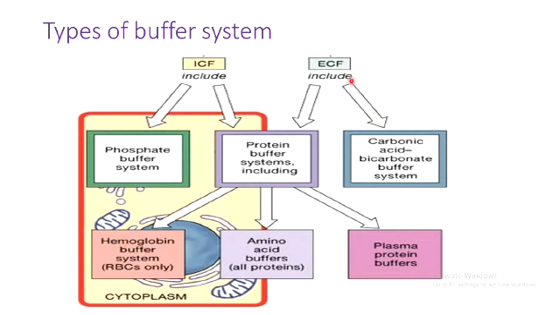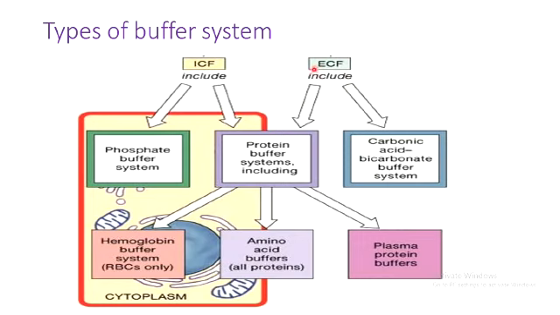So here you can see the extracellular fluid and intracellular fluid. This is the classification of buffer systems. The intracellular fluid contains the phosphate buffer system, which is present only intracellularly, and the protein buffer system, which includes three types. One is the hemoglobin buffer system, which is again an intracellular fluid buffer, present only in red blood cells and used to buffer carbon dioxide. The other one is the amino acid buffer system, which is present in all proteins. And the third one is the plasma protein buffer system, which is present extracellularly.